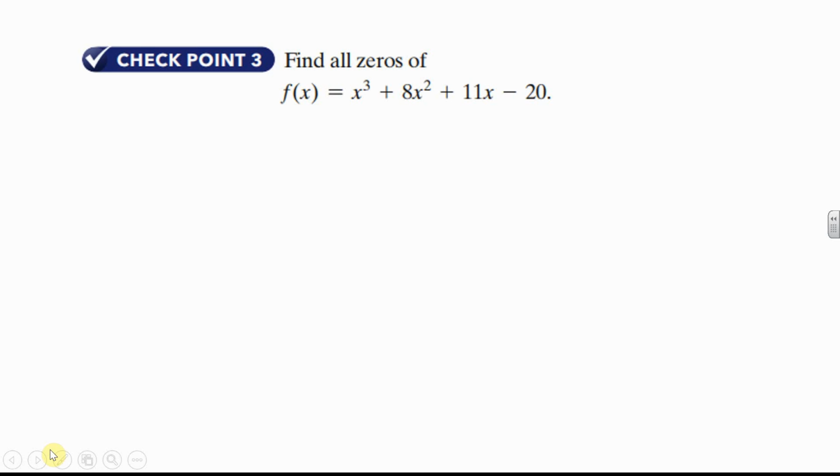Let's see what you got. It just becomes all the possibilities of plus or minus 20 divided by plus or minus 1, which is just all the possibilities of plus or minus 20. So those possibilities would be plus or minus 1, plus or minus 2, plus or minus 4, plus or minus 5, plus or minus 10, plus or minus 20. All the numbers that divide into 20. Yep, that's all.